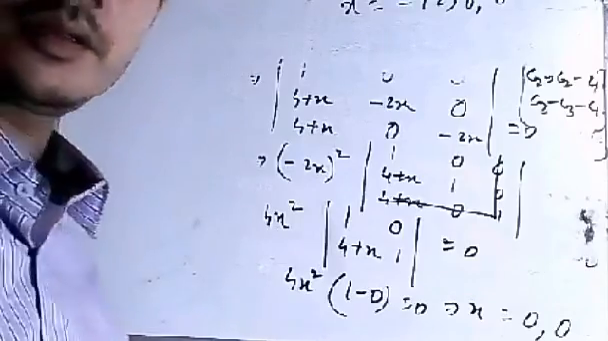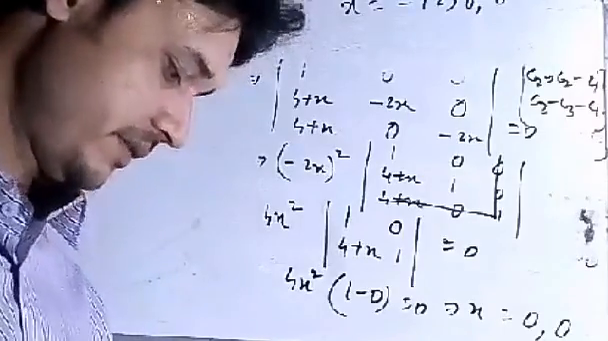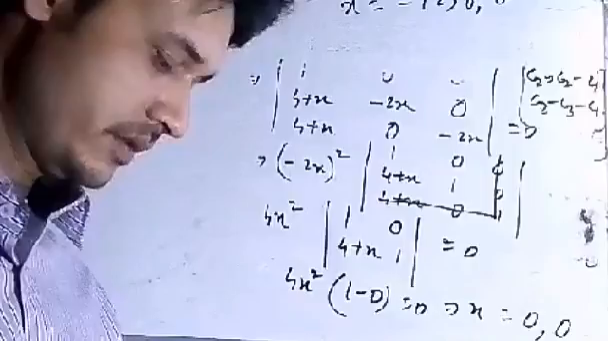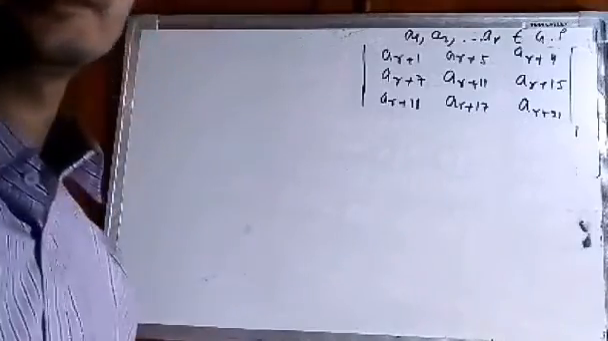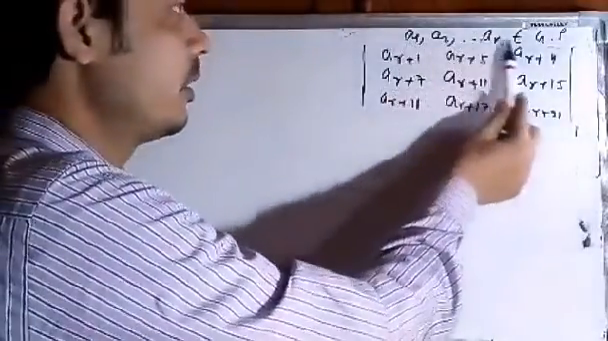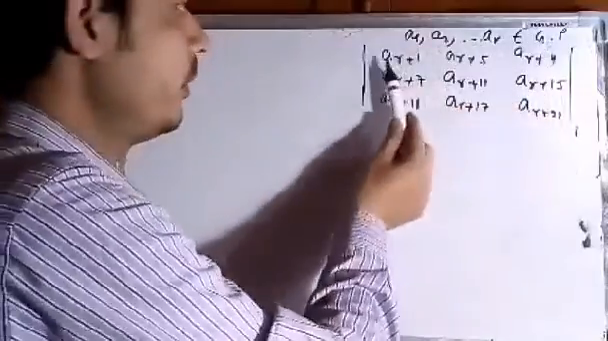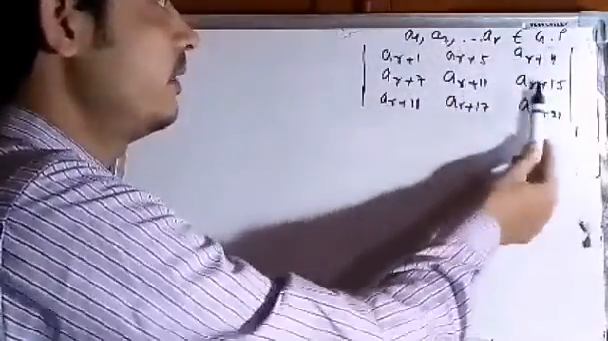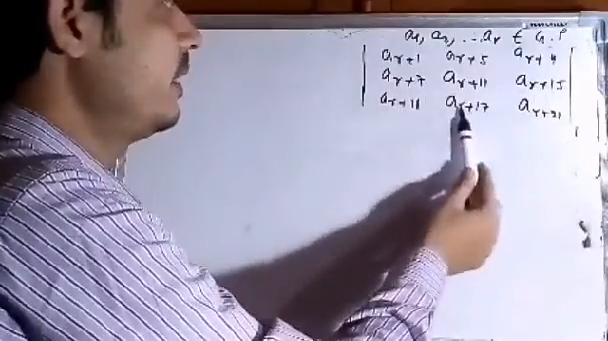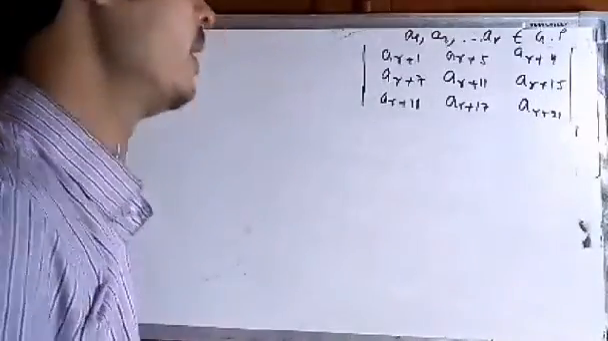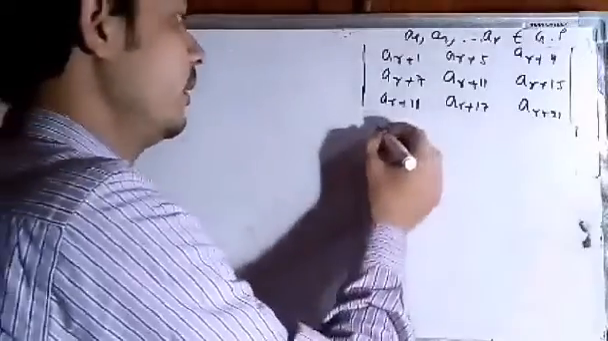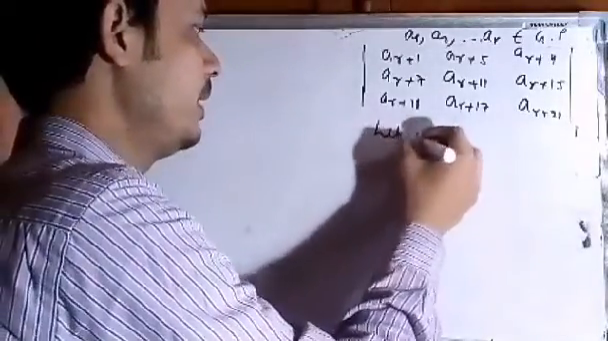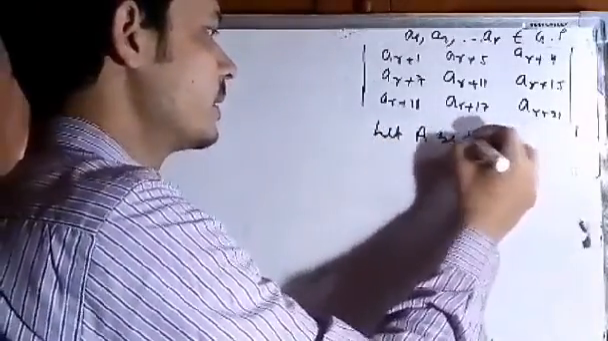Okay, so up to this we have done. Next sum is based on this. Given that a1, a2, up to ar are in GP, we have to find the value of the determinant with rows ar plus 1, ar plus 5, ar plus 9; ar plus 7, ar plus 11, ar plus 15; ar plus 11, ar plus 17, ar plus 21.